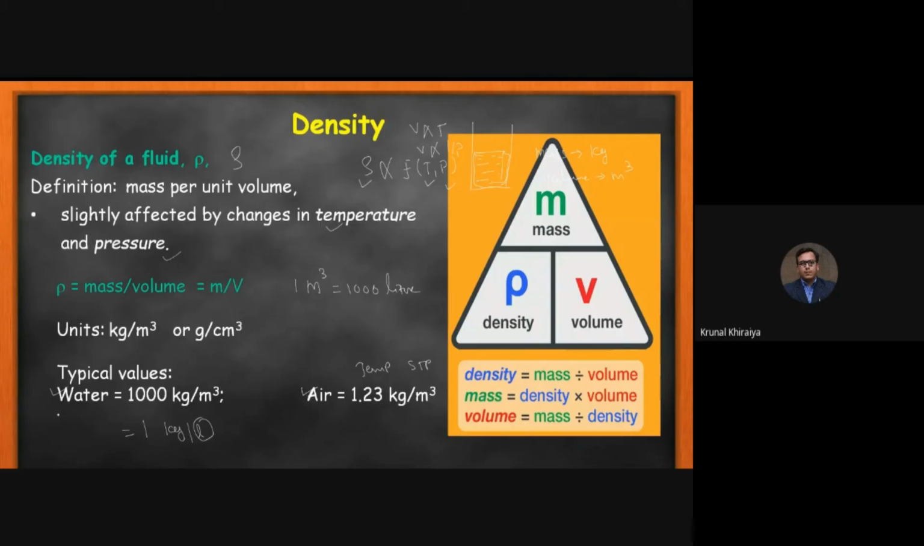Suppose we are talking about liquids, then we take the reference of water, and if we are talking about gases, then we take the reference of air. So you need to remember this value.